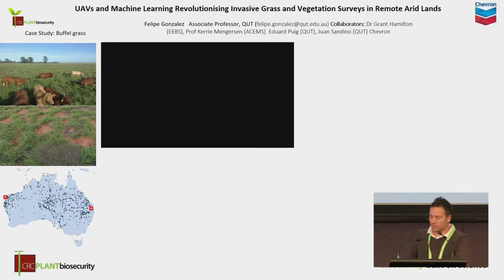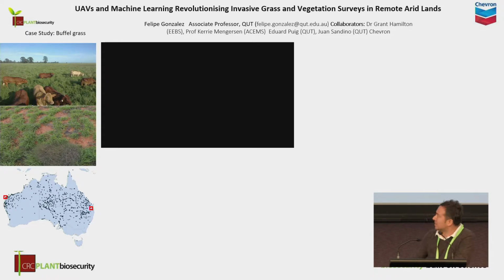This is on the use of drones for detecting buffalo grass in particular. Before this study, there were some satellite and manned aircraft surveys for buffalo grass, but they were up to 25 centimeter resolution. We were challenged with the task: can you detect buffalo grass at the early stages of seedling?